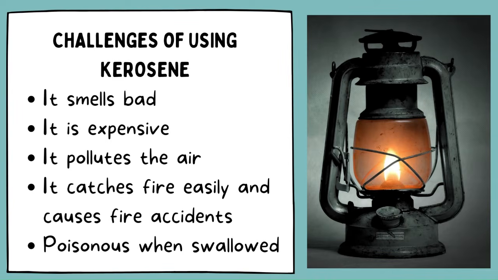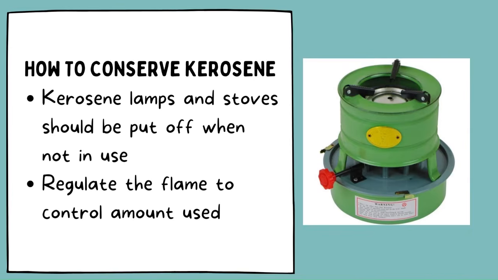Some of the challenges of using kerosene are: it smells bad, and in most cases the smell tends to rest on surfaces around the house. Second, it's expensive. Third, it pollutes the air. When it burns, it produces fumes that pollute the air. Fourth, it catches fire easily and can cause severe accidents. And lastly, it's poisonous when swallowed. This is why it's important to label containers where kerosene is stored.